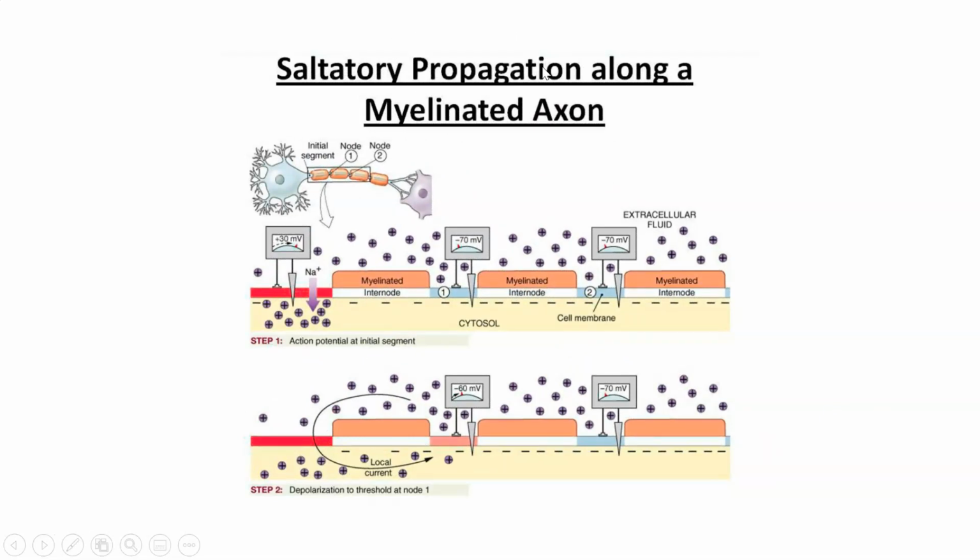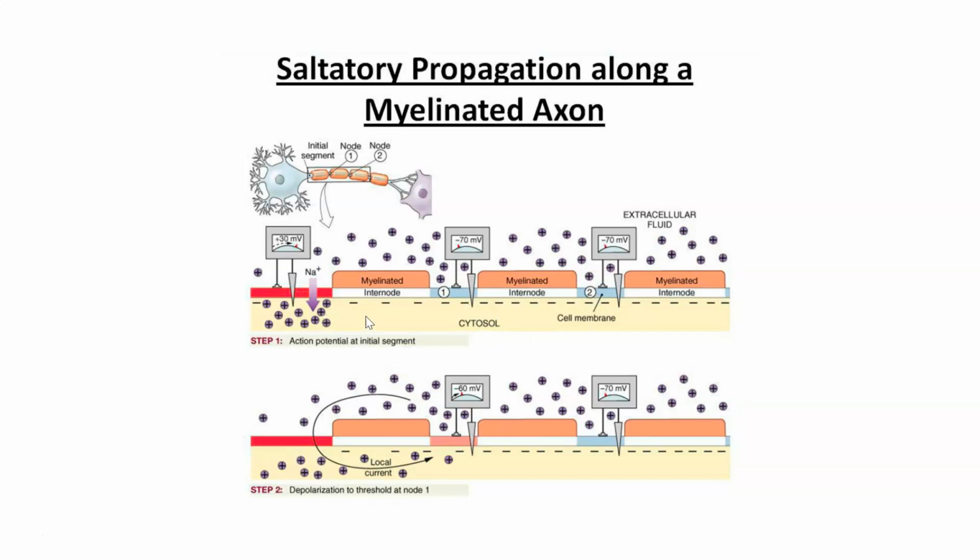Propagation, that's a word you're going to hear quite a lot. That means the making of the impulse. If you have a look at the picture, you can see sodium ions are entering. This is the nerve fibre along here, your cytosol, you're in the nerve fibre. So you've got sodium ions entering here. You've got your myelinated sheath here, and these are your nodes of Ranvier in between.